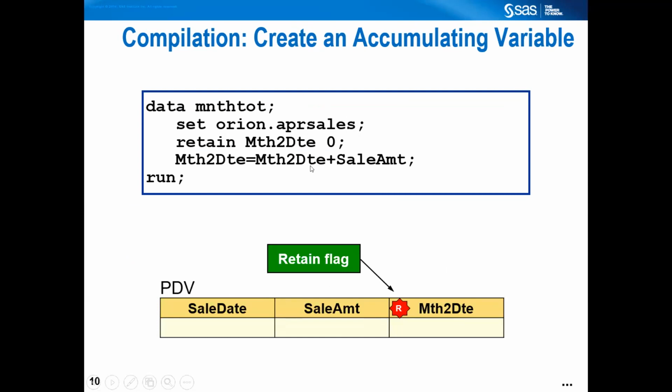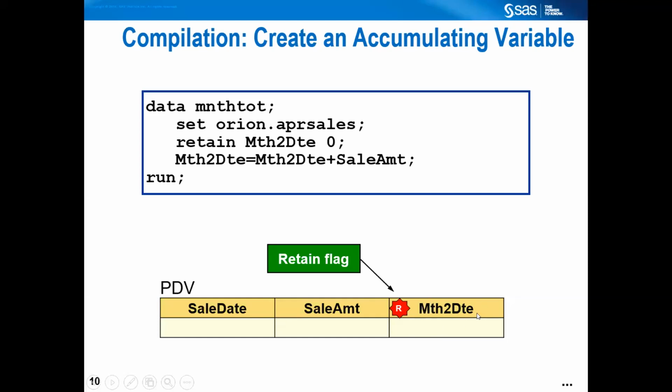Okay, so see April sales, you are selecting these columns by default. It's coming because this table has two columns. So when this assignment statement is there, it will create this column month to date during compilation. And because of retain, it will flag R, or flag retain, for this column. All right, so this is what it will do during compilation.